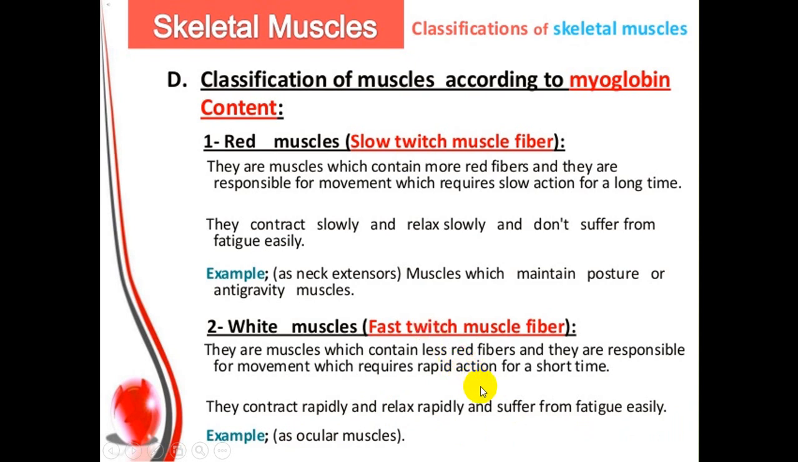For example, in the plantar flexors, the gastrocnemius muscle has more quantity of these pale fibers, and it is responsible for the speeding up of the movement as compared to soleus. So gastrocnemius is known as the second, third gear muscle of lower limb.